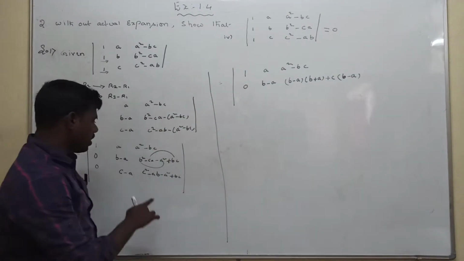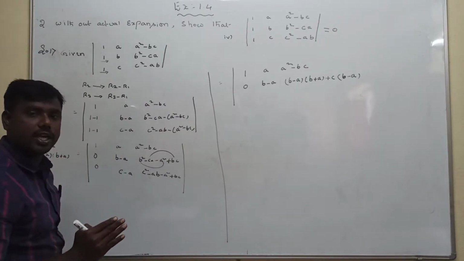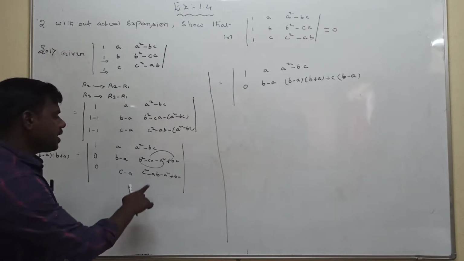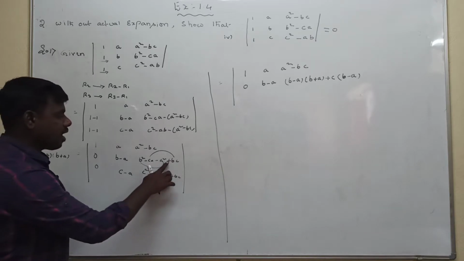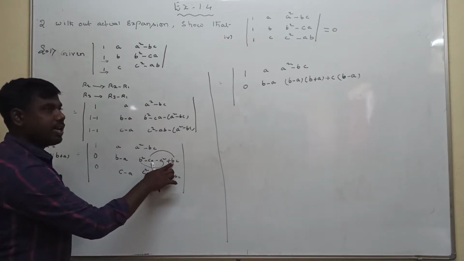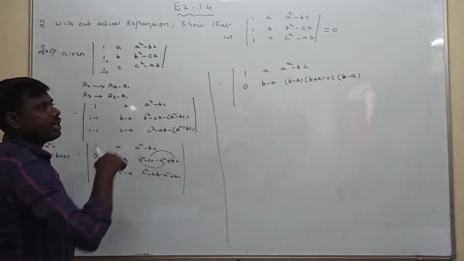Here, students, b square minus a square can be written as b minus a into b plus a. Here minus a plus b. In this we are taking c common. Left of the element here is b, and here the left of the element is minus a. That's why we are writing b minus a.